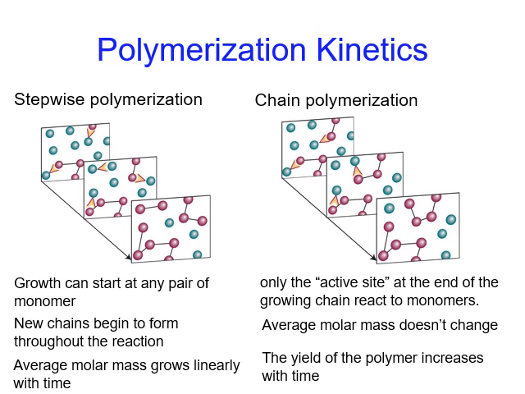In chain polymerization, only the activated site at the end of the growing chain reacts with the monomers, and average molar mass doesn't change with time. The yield of the polymer increases with time.